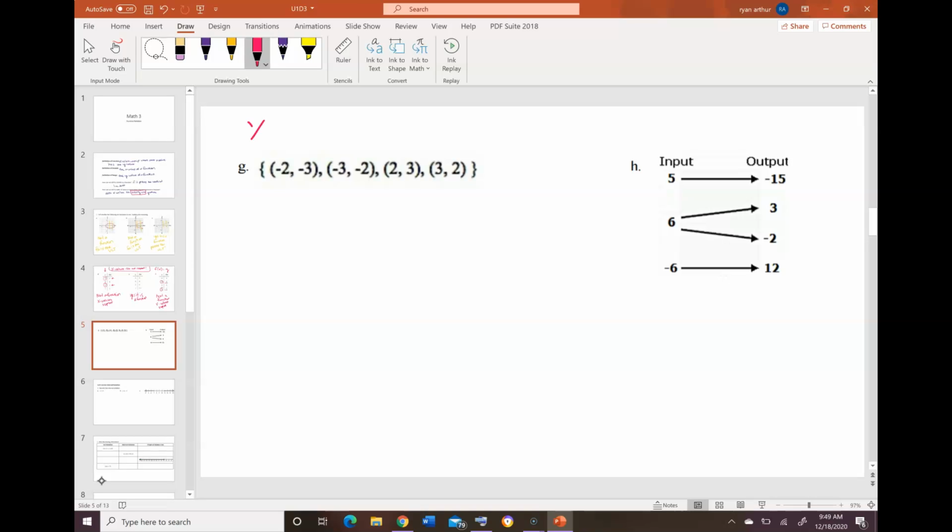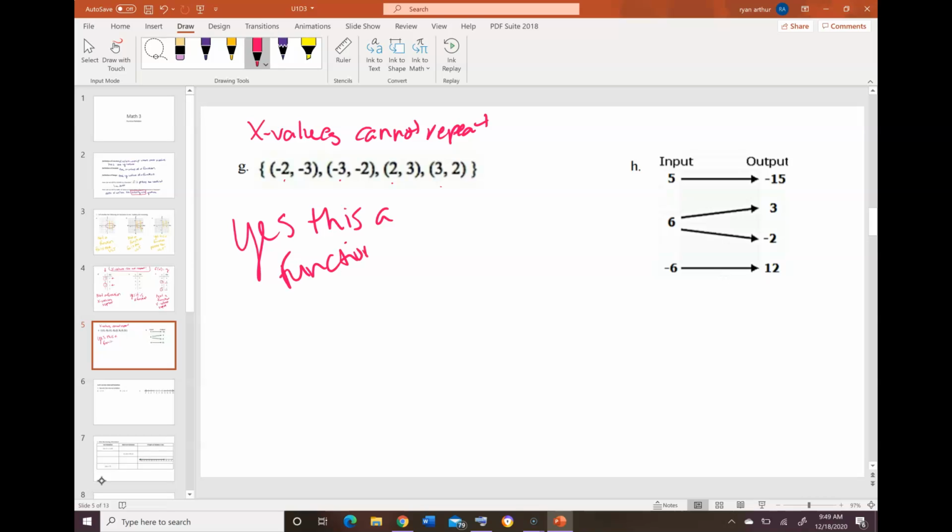So x values cannot repeat. Anytime you're looking at ordered pairs, if it's in a list form or if it's in a table of values form, your x values cannot repeat. So if you look, I have 4 different x values, so yes, this is a function.